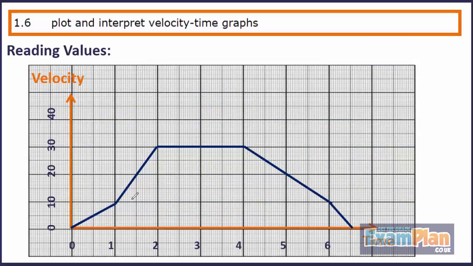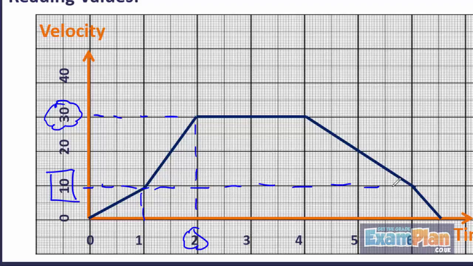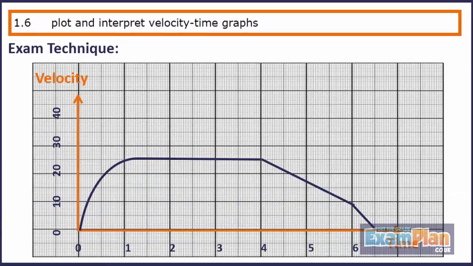Reading values. To find the velocity of an object at a given time, start with the time, go up and across to find the velocity. In this example, at 2 seconds, the object is going at 30 meters per second. To find the time for a particular velocity, you need to do the opposite. Start with that velocity, go across and down to find the time. For example, there are 2 times when the car is going at 10 meters per second. These are 1 second and 6 seconds.